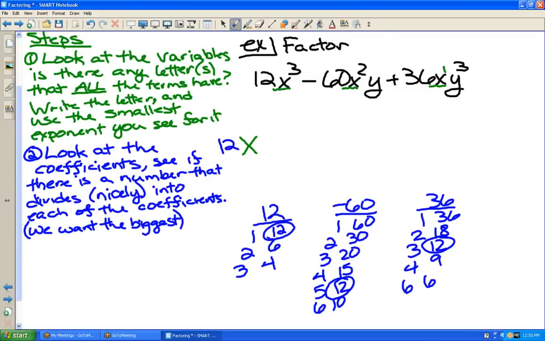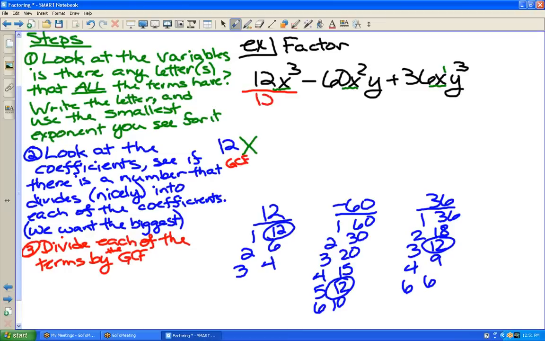Okay. So then we get to step 3. And I start running out of room. Step 3, divide. Divide the GCF. Meaning, this is my GCF, so I'm going to write 12x underneath each one. Remember, fractions are just division.